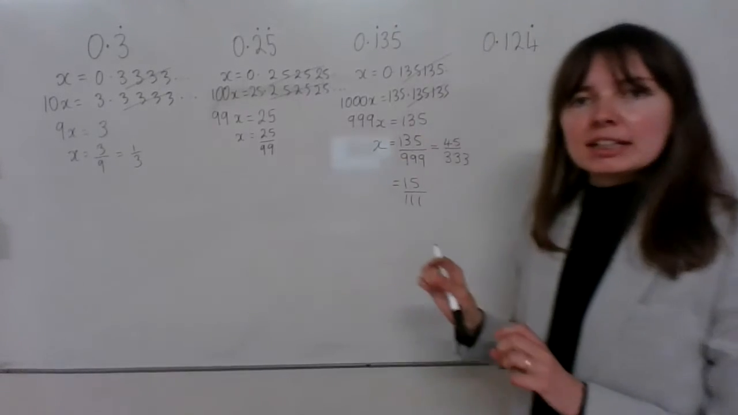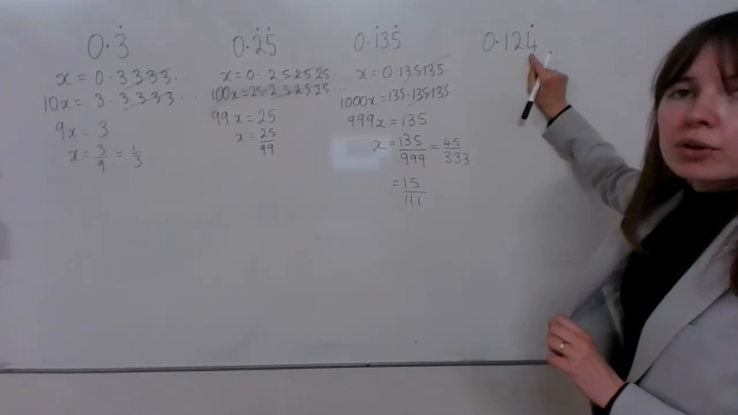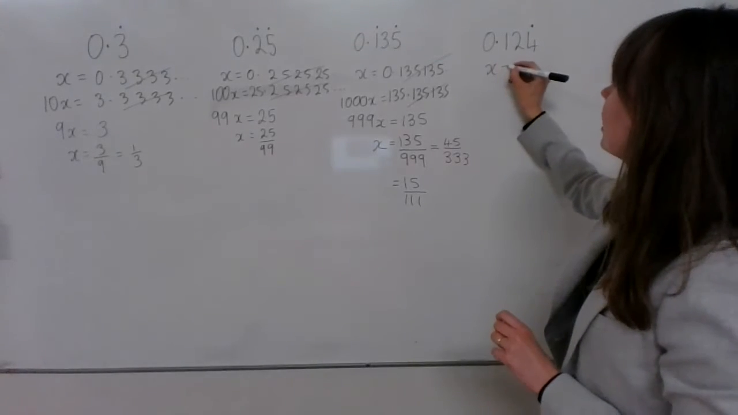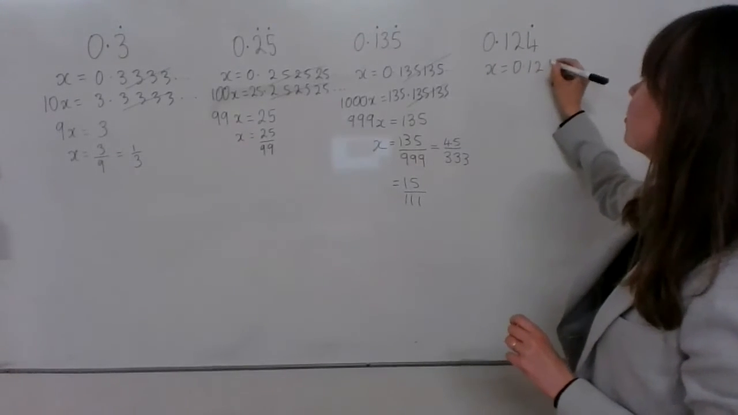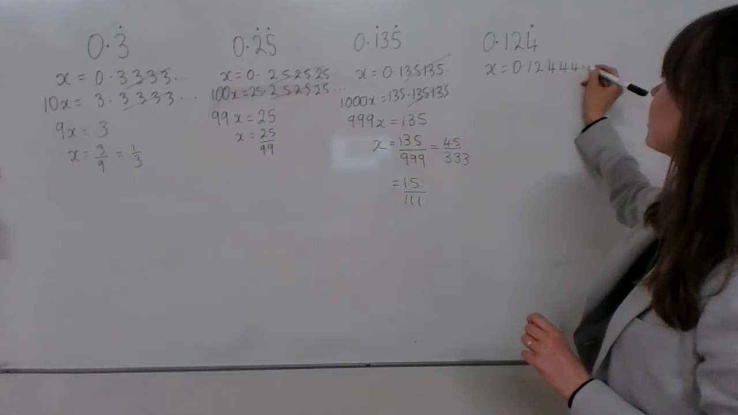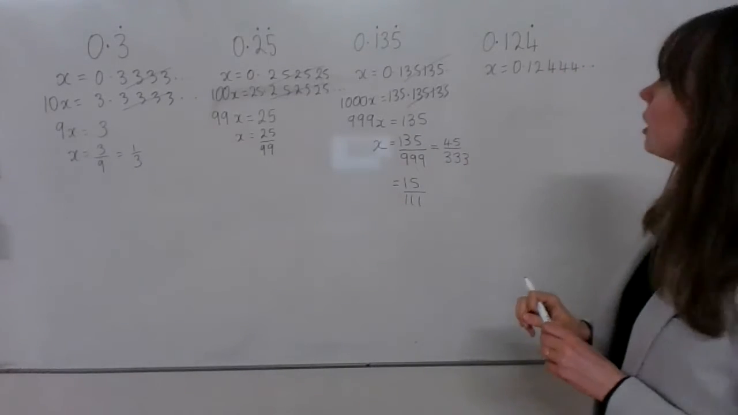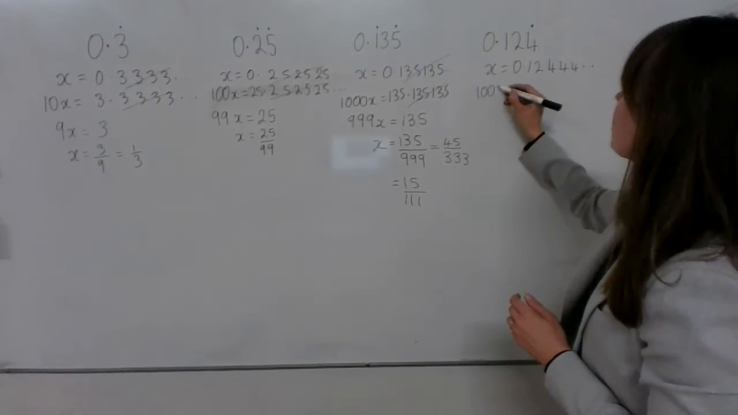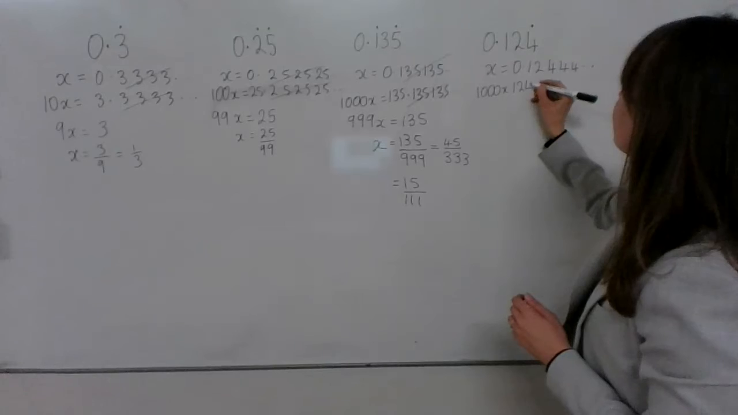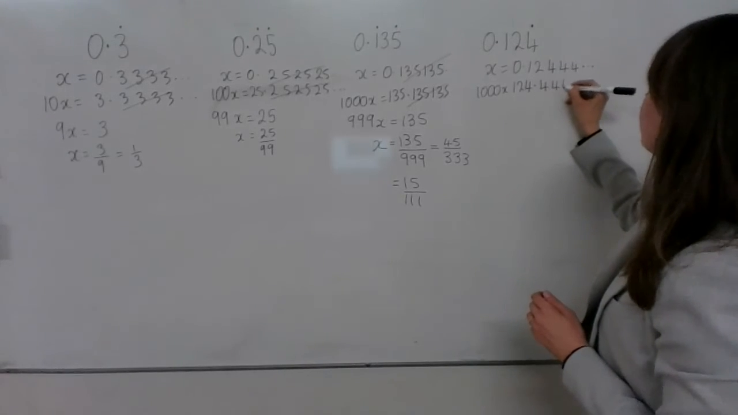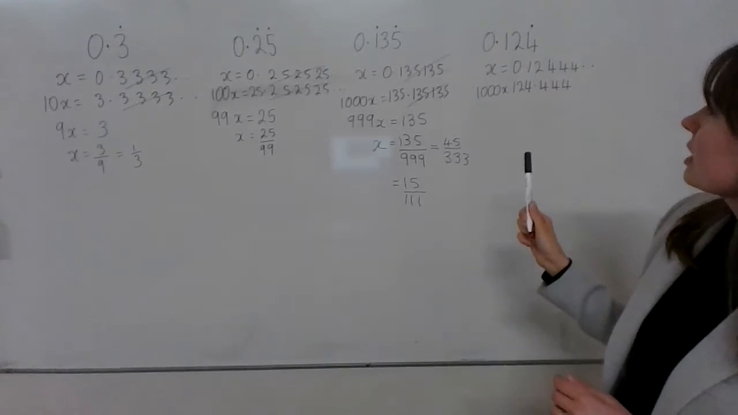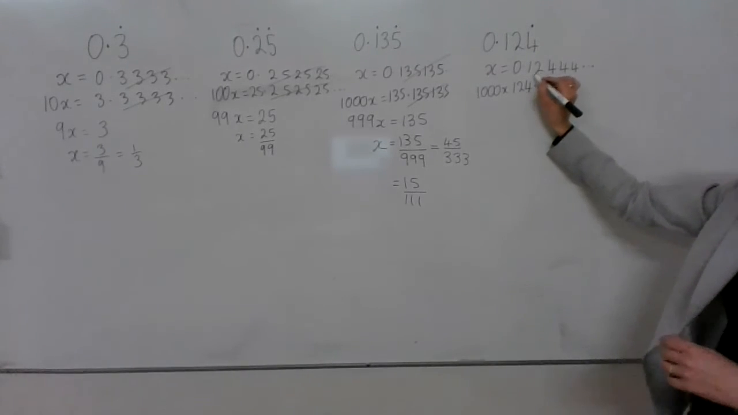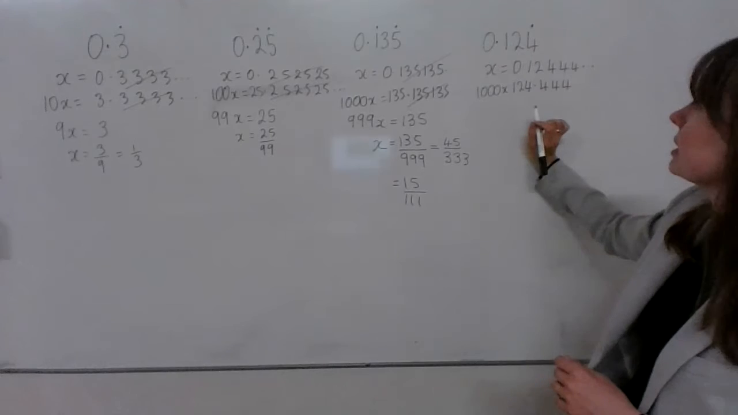Final example is a little bit different here because just the 4 is recurring in this 0.124 recurring. So let's let x equal 0.12444 and so on. And then we'll find 1,000x. So 1,000x is 124.444 and so on. Now if I was to subtract, my 4's would not cancel with the 1 and the 2 here, these digits which are in the decimal places.